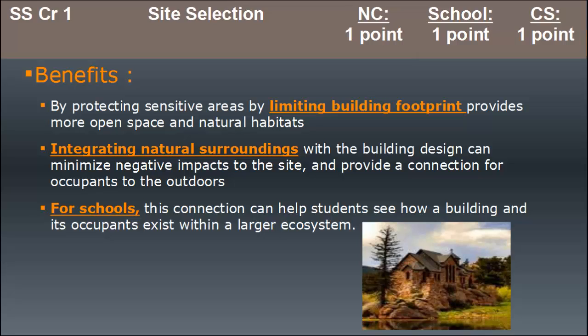The benefits of being sensitive to site selection is protecting natural areas. You can do this by limiting the building footprint. This is something that you'll see shows up in multiple sustainable site credits, meaning it's a very important sustainable design strategy. You can also integrate with natural surroundings. That could be bringing in a big stone or plantings into a building.